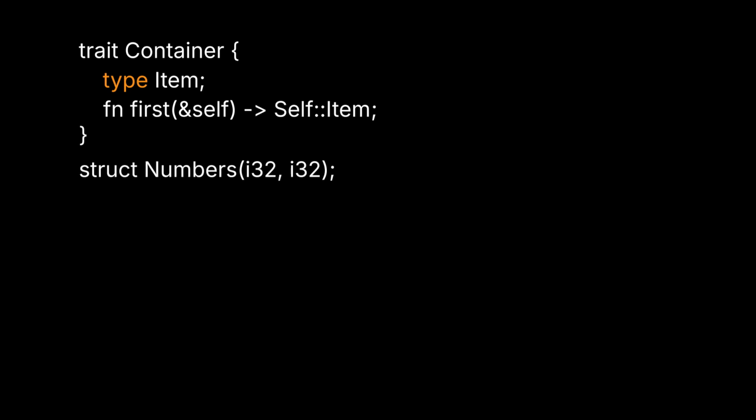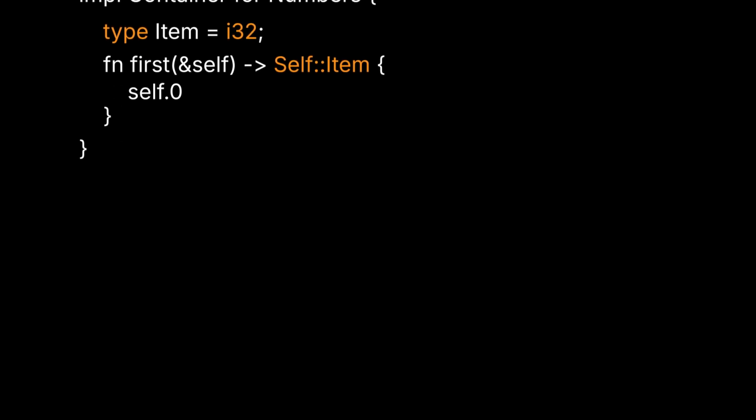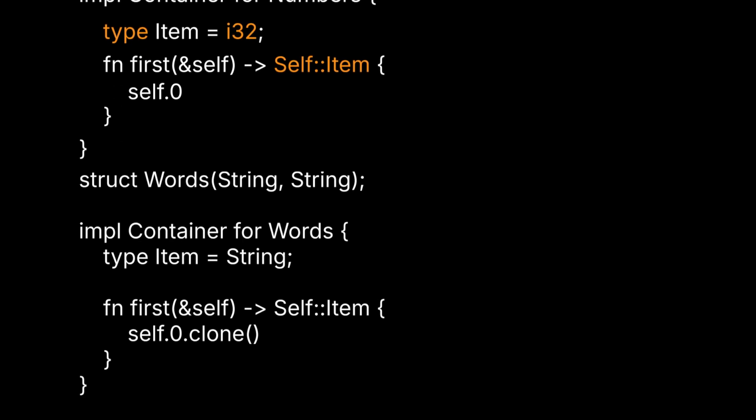We have a tuple struct that will contain 2 i32 integers. For this Numbers struct, we want to implement the Container trait. Here, this Numbers struct contains i32 values, so we use the type as i32. And while implementing the method, we can refer to this Item as return type. This signature will infer that the return type is an i32 value, so we can just return the value of 0 index as expression. Exact same thing we can do for struct with string values.